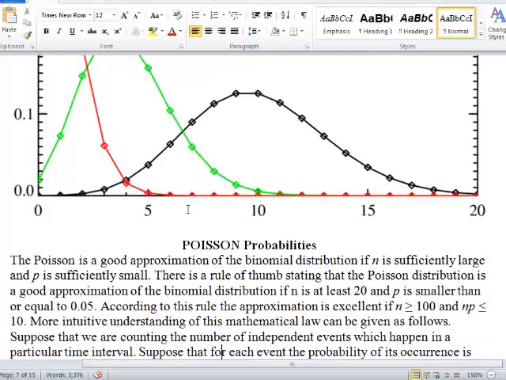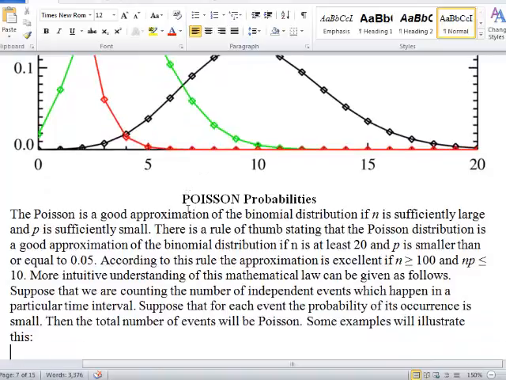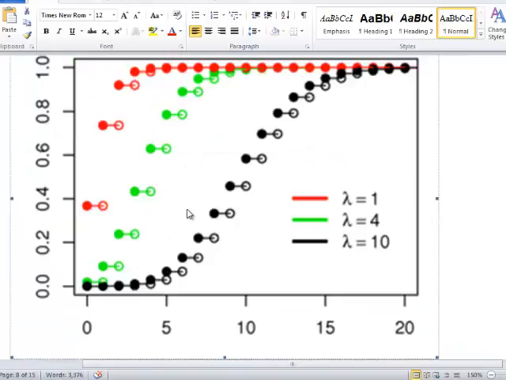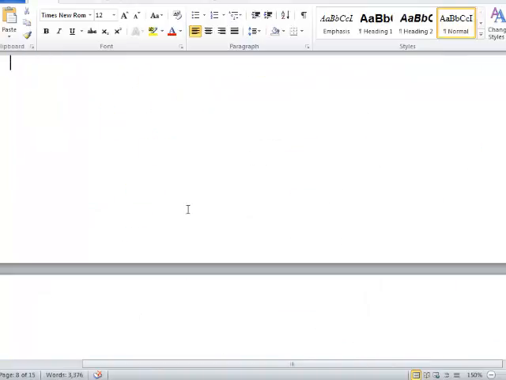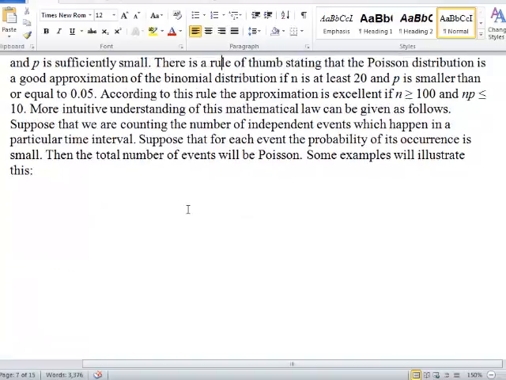Now, one thing is that the Poisson is a good approximation to the binomial for small values of p and large values of n. So if p is small and n is large, then the binomial density is well approximated by the Poisson density.